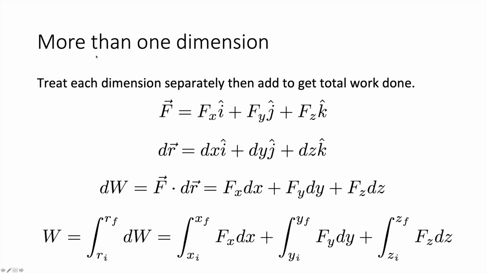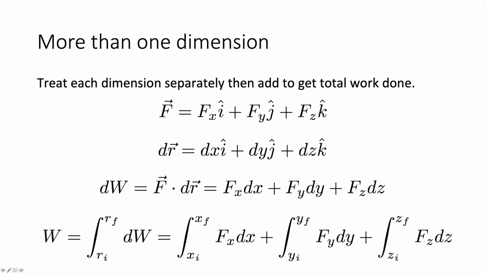Now when we're dealing with more than one dimension, we just need to treat each dimension separately and add them to get the total work. So if the total force is given by Fx i plus Fy j plus Fz k, and the total displacement is given by dx i plus dy j plus dz k, then just taking the dot product of these two things, we can see that dW, d in this case because we're just taking small increments here, is equal to Fx times dx plus Fy times dy plus Fz times dz.